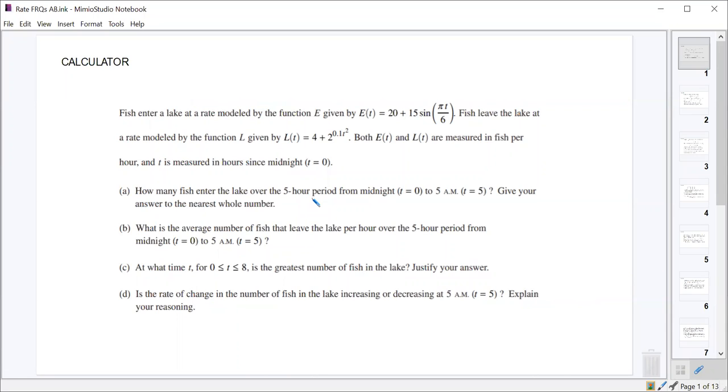We got fish. How'd you guys do with the fish problem? Overall, we feel okay about the fish or no? Serena, not okay with the fish? Not a big fan of the fish? All right. Let's see here. I'm going to pull up the scoring guidelines for this one just so I can tell you here.